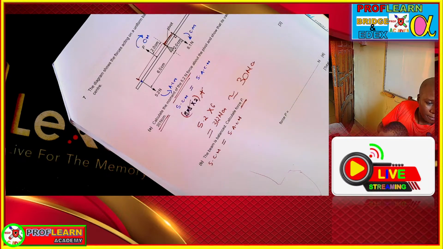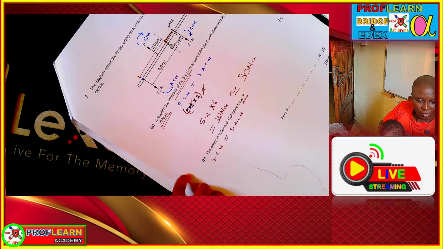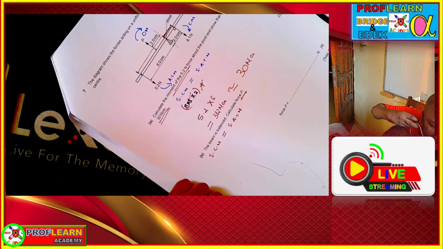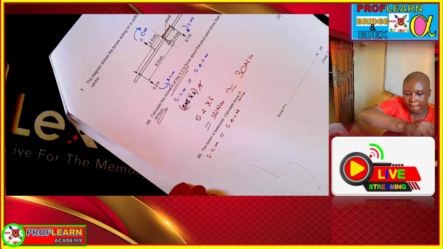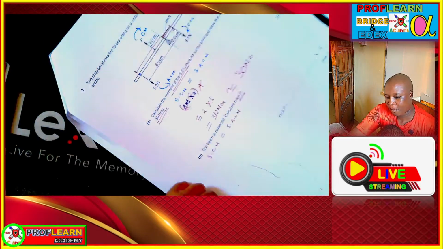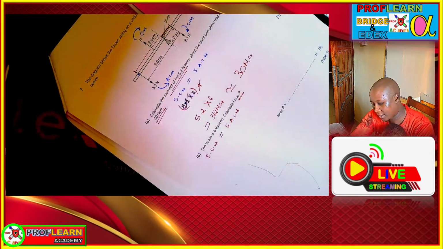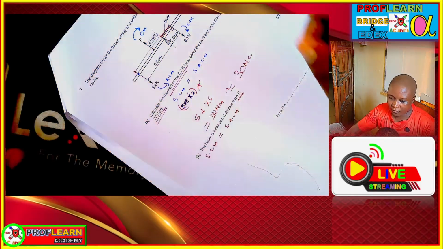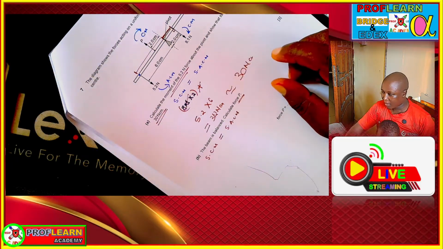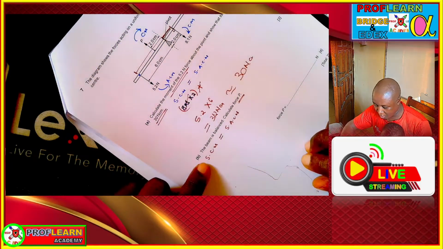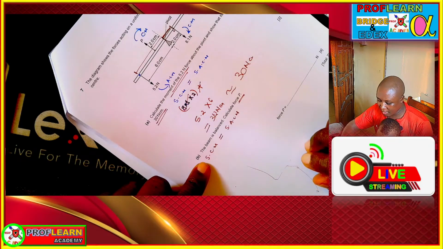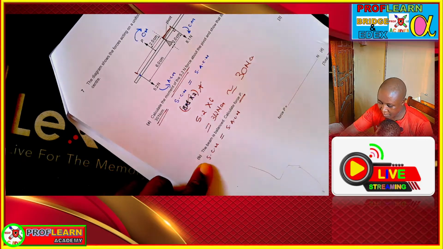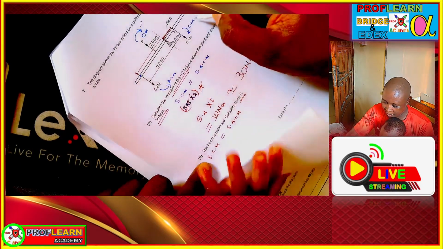I believe you remember the formula for moment. The way we said is force times perpendicular distance. Once you have identified that, and we already have clockwise moments, we said there are two, this one and this one.